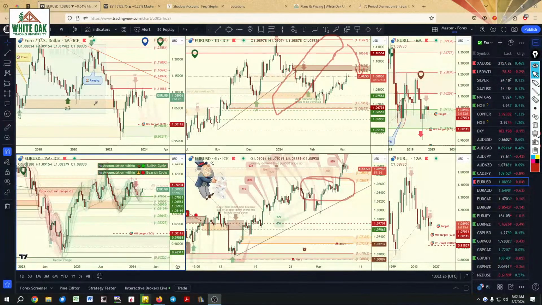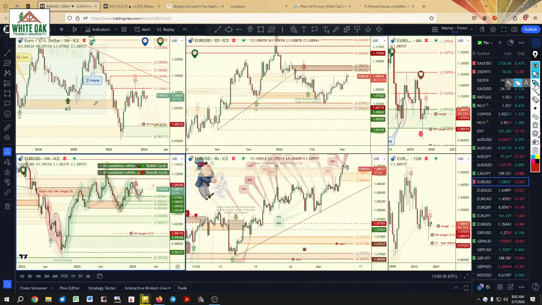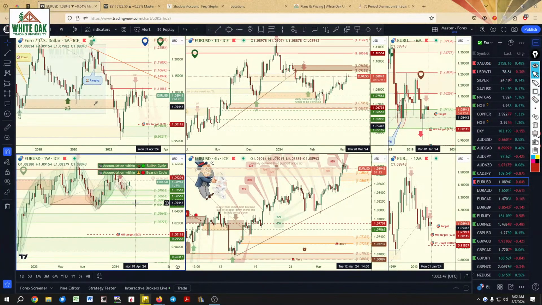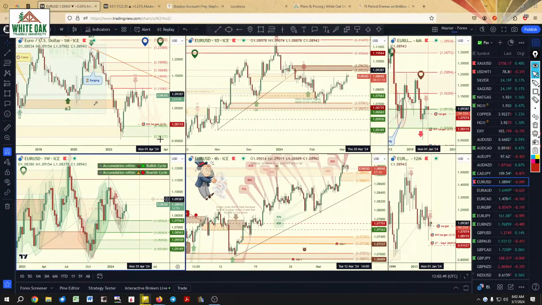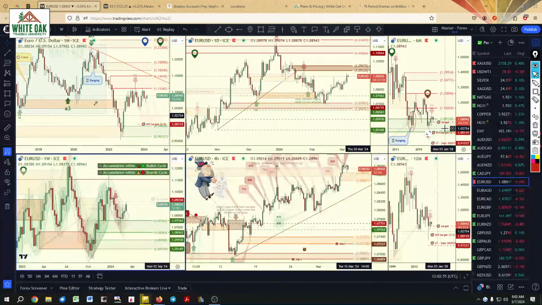All right, let's start by looking at the Euro US dollar first and determine what is going on here. The first thing I like to do is look at each of the time frames and examine whether we have supply in play or demand in play. That way I can get a better idea of the direction that price is likely going to head.